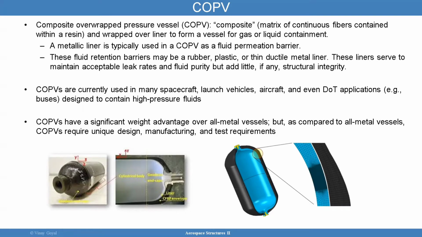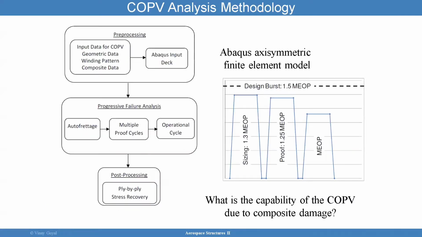These COPVs are used quite a bit in the industry: spacecraft, launch vehicles, aircraft. And you can see here in this example the liner is bonded, but there could be examples where this liner is not bonded to the composite. That's another application. These have significant weight advantage. If I were to make all this metal, it would be a lot more weight, and that's the benefit of COPVs here.